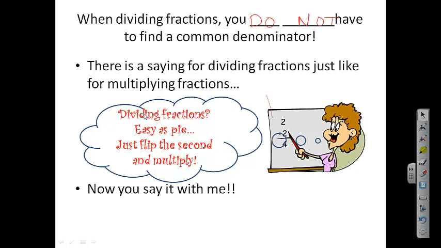I'm going to say it and then you have to say it with me. Dividing fractions, easy as pie. Just flip the second and multiply. Now you say it with me, you have to. Here we go. Dividing fractions, easy as pie. Just flip the second and multiply.